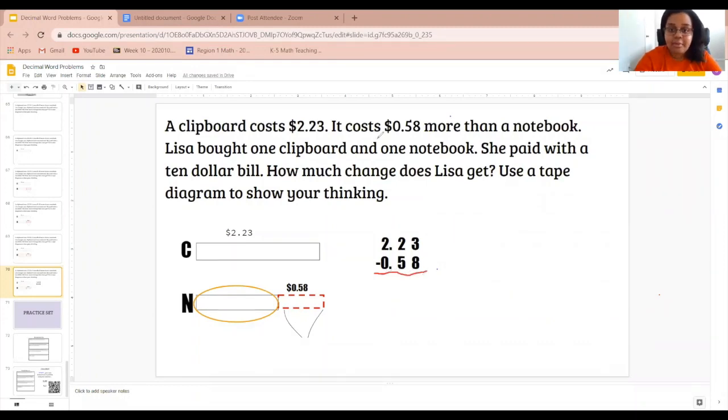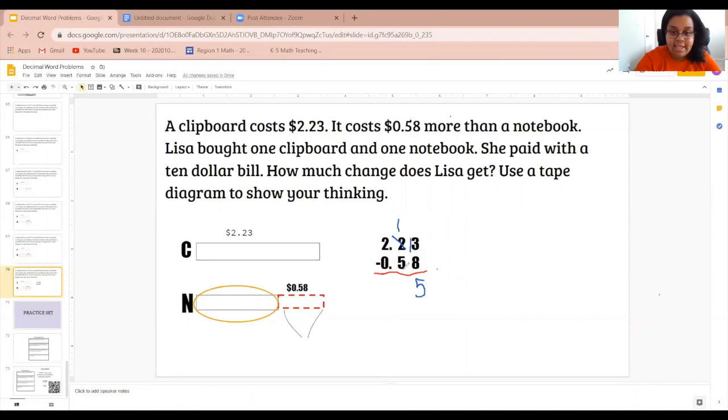Now, I know I can't take 8 hundredths away from 3 hundredths. So looking at my 2 tenths, I'm going to rename that as 1 tenth and 10 hundredths, which I'm going to add to my 3 hundredths to make 13 hundredths. 13 hundredths minus 8 hundredths is 5 hundredths.